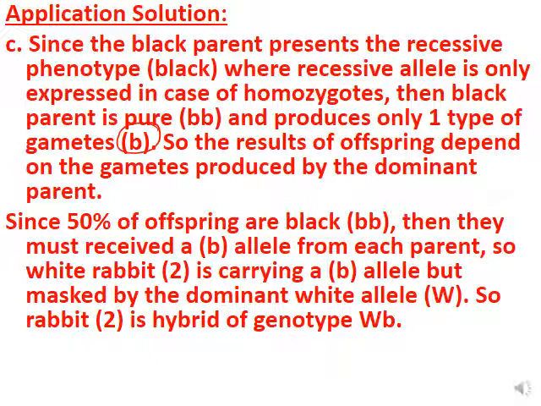This is the way you have to follow whenever you are solving the exercise. If you don't follow these steps, you're not going to get the full mark. Since 50% of the offspring are black, they must receive a B allele from each parent. We have 50% black. These black are BB. So they get one B from the father and one B from the mother. So the dominant parents should be heterozygous, carrying both alleles W and B. So they are hybrid of genotype WB.